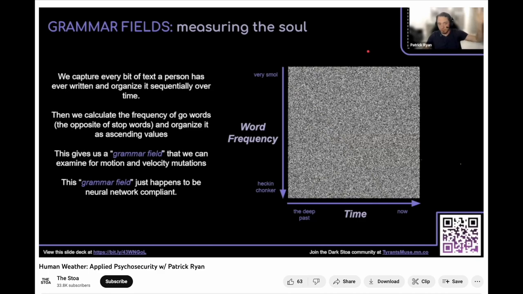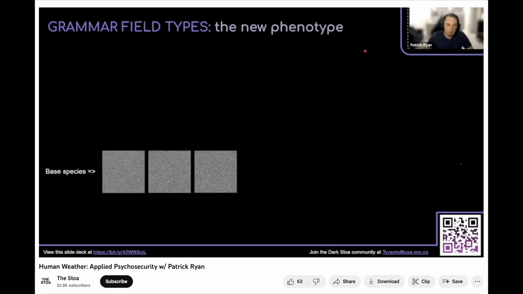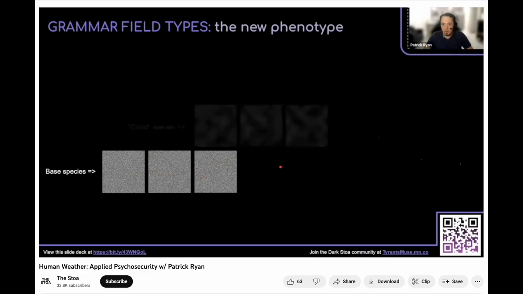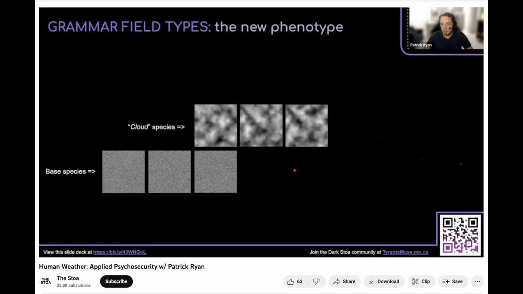Now, what can I do with a grammar field? Well, this is my base species. This is my static snow species. And then I'm seeing deviations when I'm studying more and more people. Now a cloud species appears, and their field looks fundamentally different. I have a new species now.